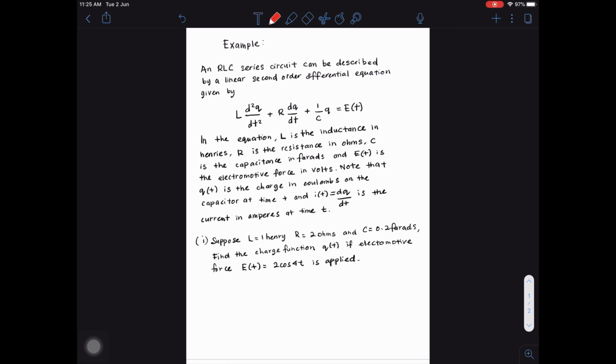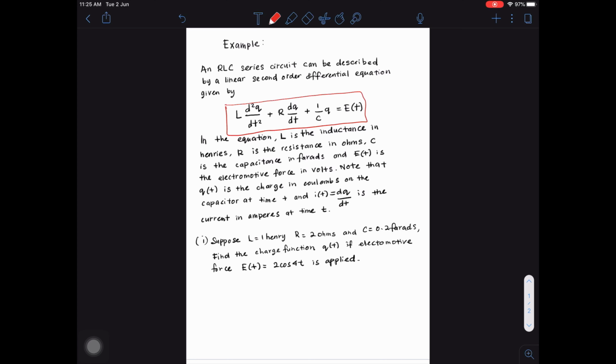Let's read together. An RLC series circuit can be described by a linear second order differential equation given by L d square q dt square plus R dq dt plus 1 over C q equal to E(t). So this one is your second order differential equation that we will solve later. In this equation, q is our dependent variable and t is our independent variable. Therefore, other than q and t, we can consider the rest as constants.